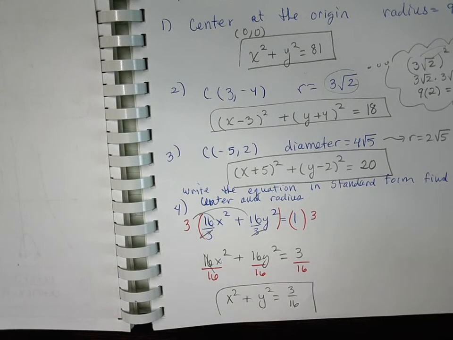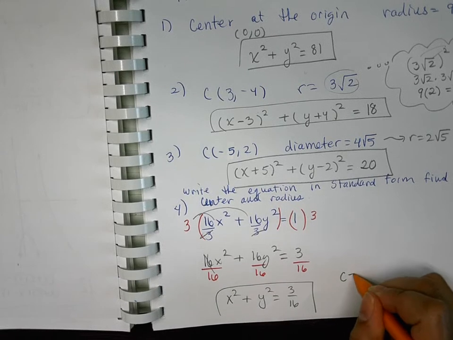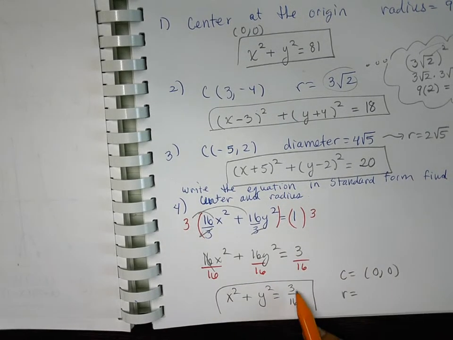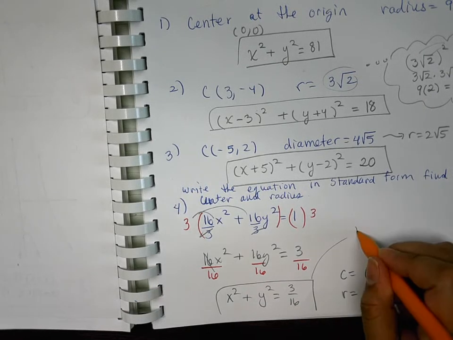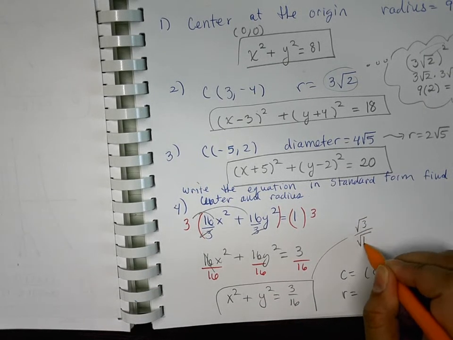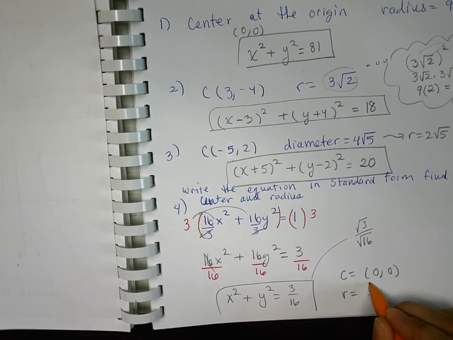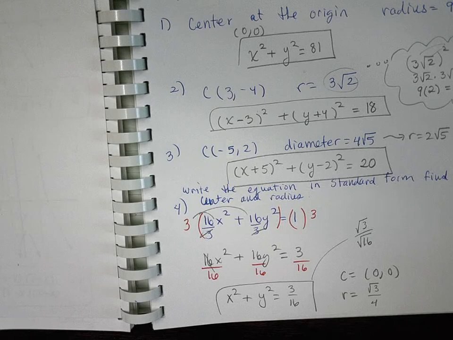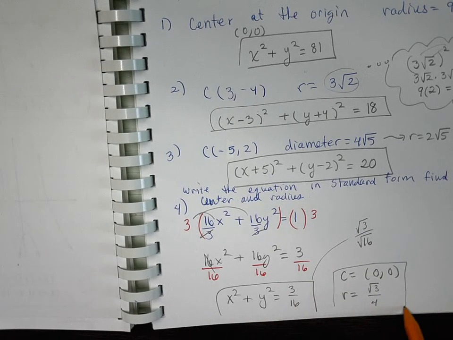Questions on that one? All right, what's the center? 0, 0. And radius, what do I do? Leave it as is, cut it in half, or square root top and bottom? You take the square root of 3 over the square root of 16, which is root 3 over 4. Got it? Questions?